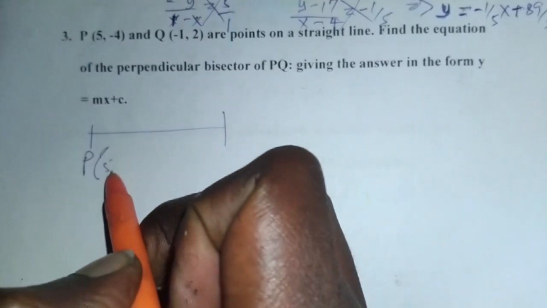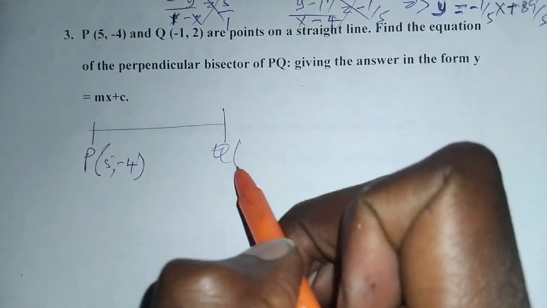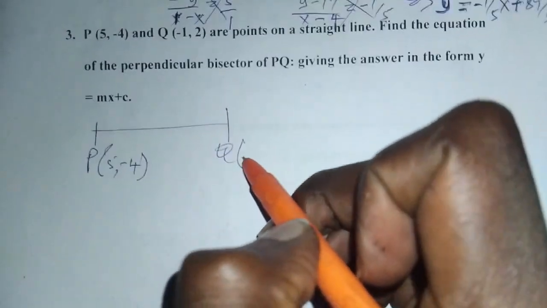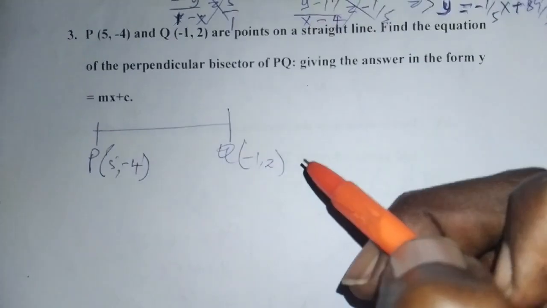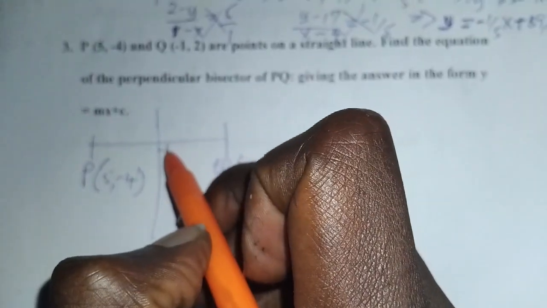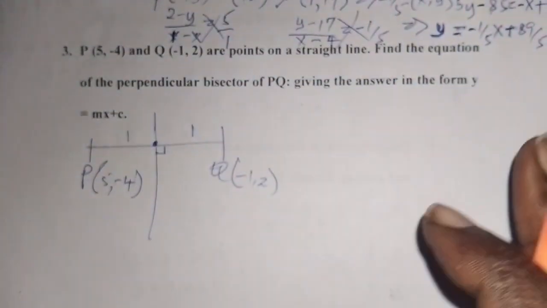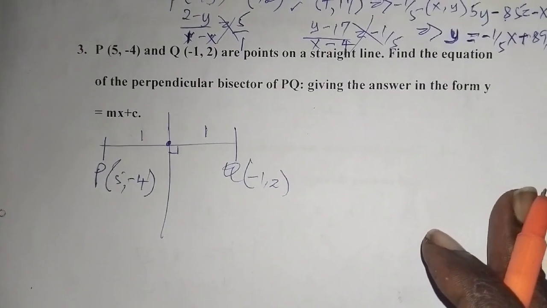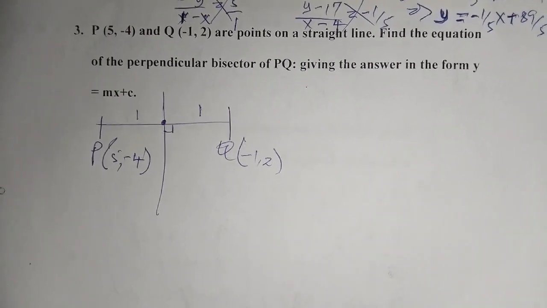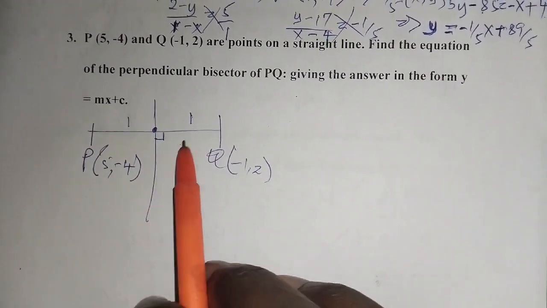P is (5, -4), then Q is (-1, 2). So they want a perpendicular bisector. A bisector divides a line into two equal parts. That is what we need to know, and it meets this line at 90 degrees.